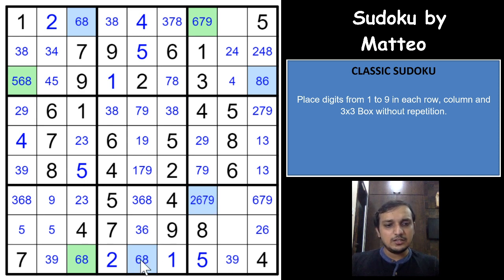That eliminates 6 from here, and the only place for 6 in this row would be this. That eliminates 6 from here, and the only place for 6 in this column would be this. So which means that if you have a 6 in here, you won't have 6 in green cells. If you have 6 in blue cells, you won't have 6 in green cells, and if you have 6 in green cells, you won't have 6 in blue cells. That is what simple coloring means.